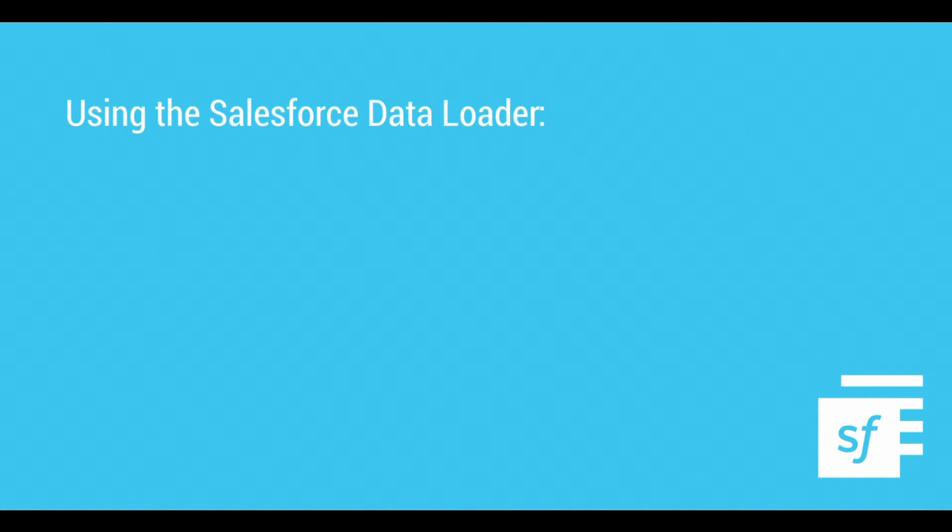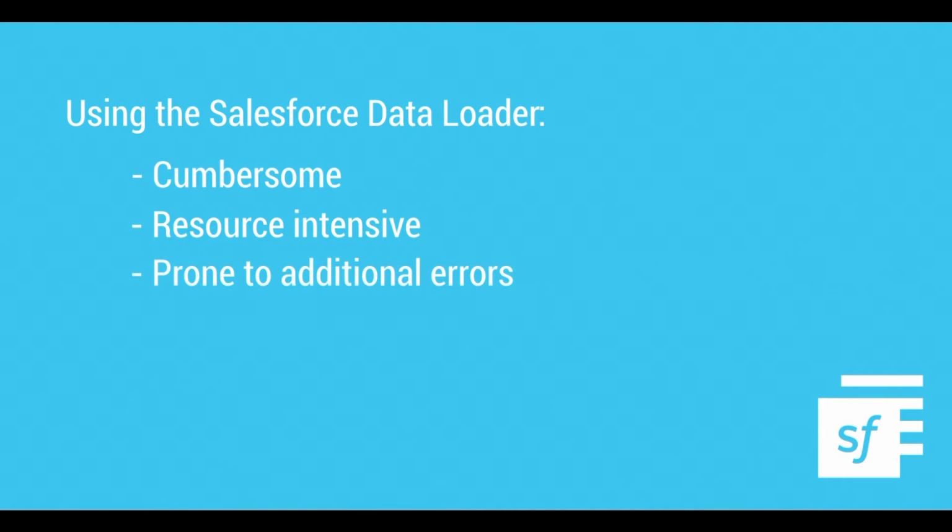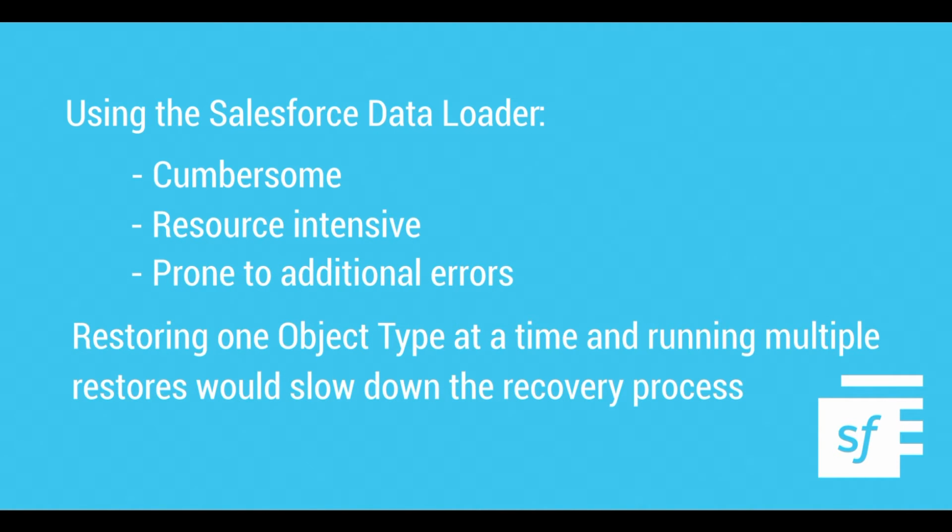Trying to manually restore using a data loader can be cumbersome, resource intensive, and is prone to additional errors. Additionally, restoring one object type at a time and running multiple restores to get back to the last known good state would slow down the recovery process.